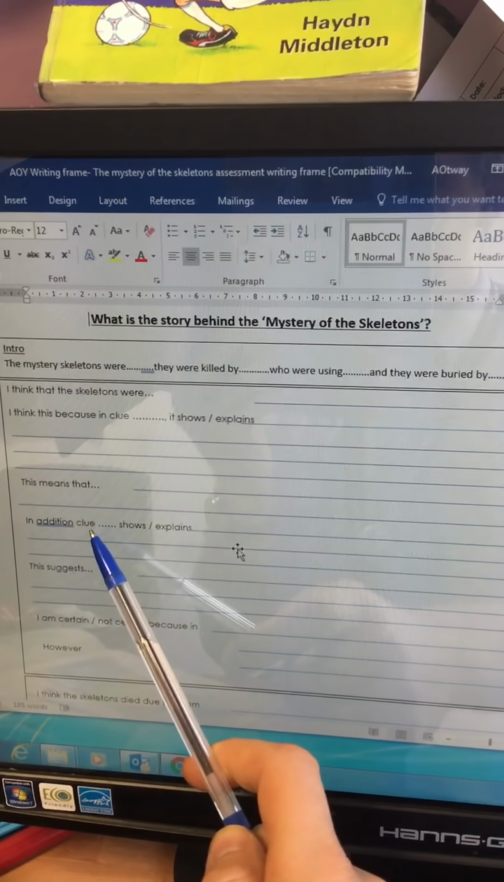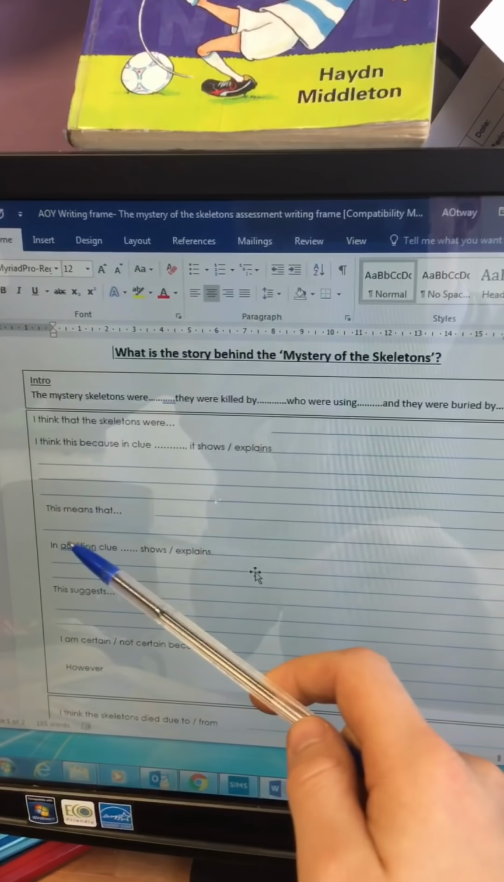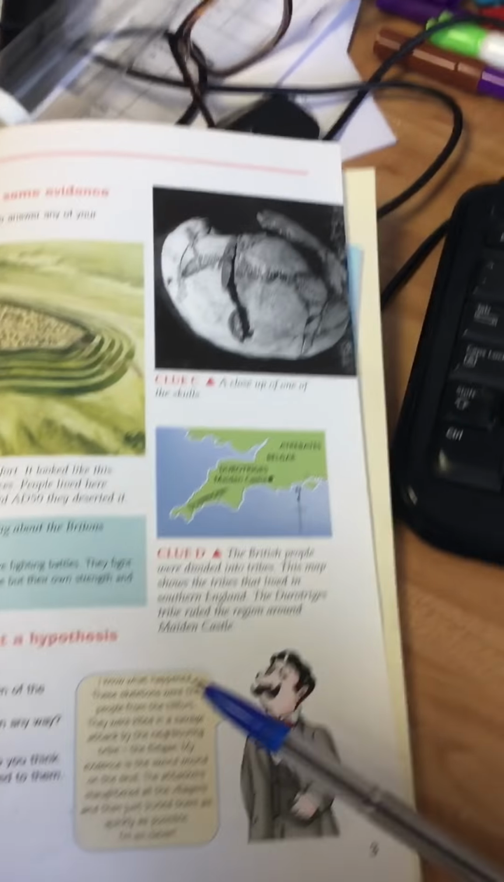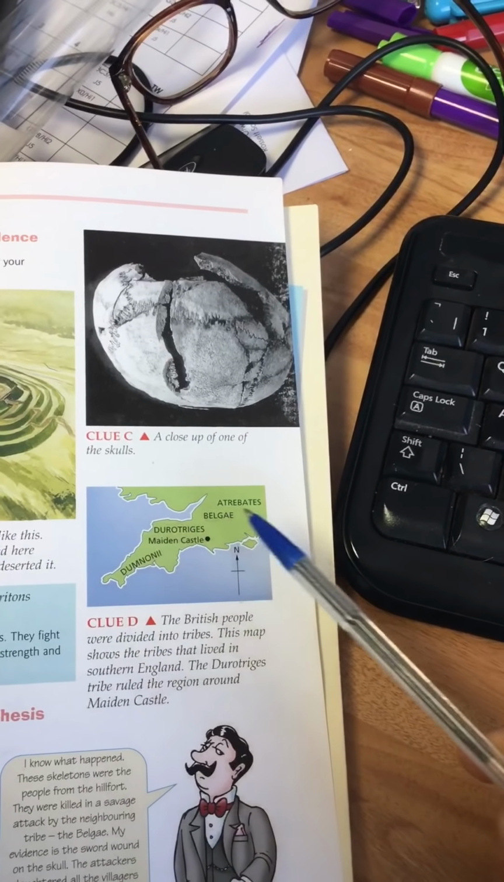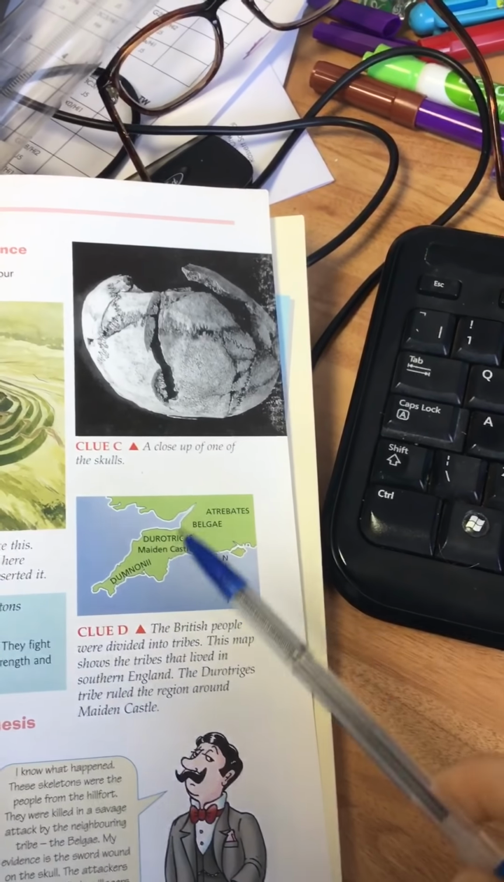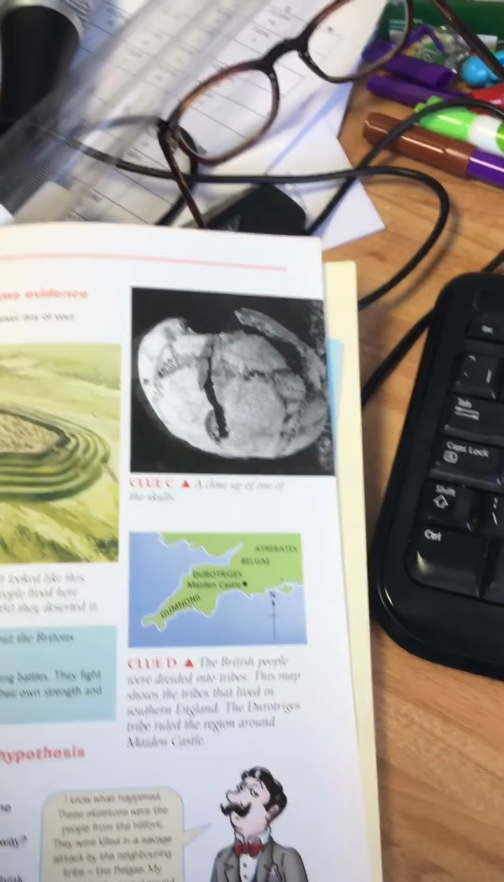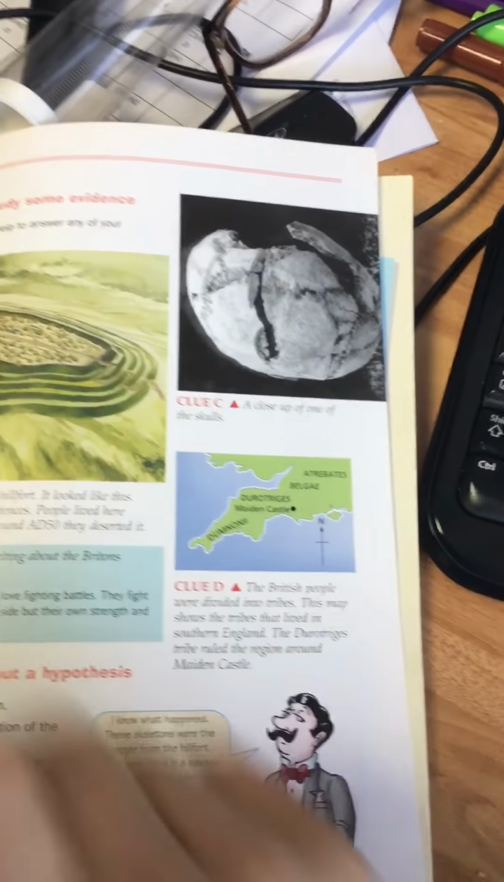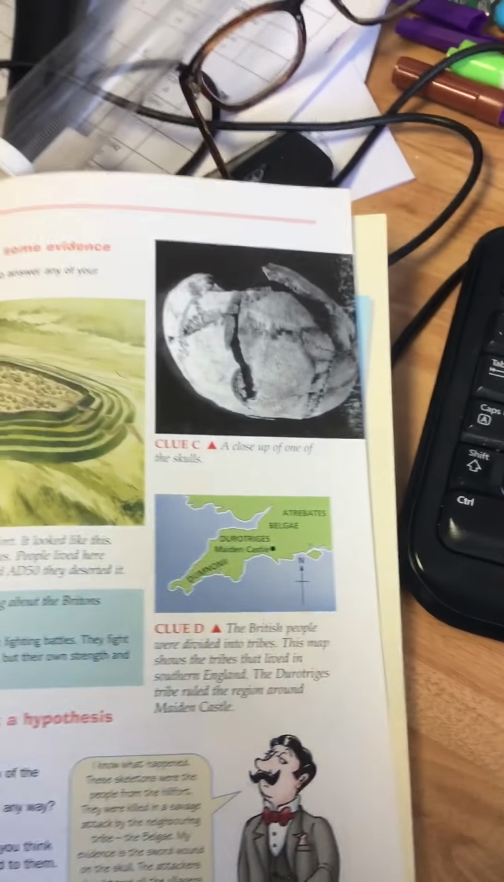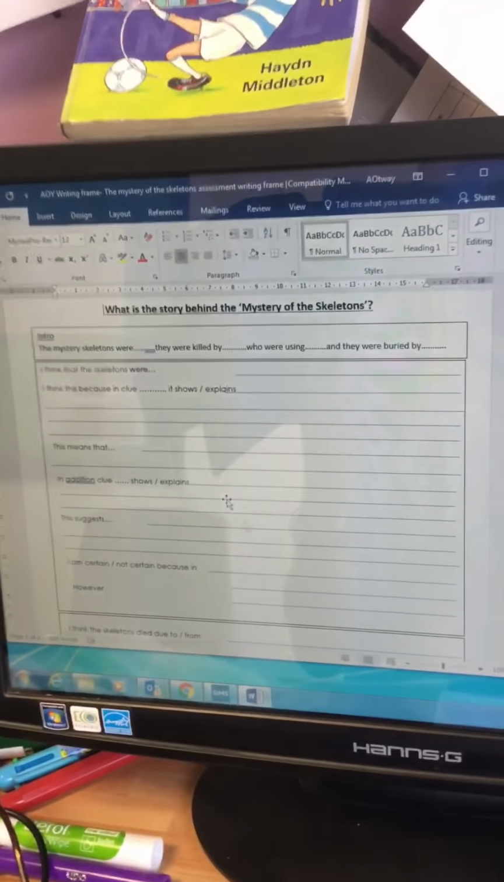What else have we got in here? In addition, oh look, so you talk about clue. So I've just talked about clue K, but then I want to make my answer brilliant. In addition, what other clue talks about who might live there? Oh, clue D, there's a further map which is zoomed in on the area around Maiden Castle. And it also shows some evidence that suggests that blah, blah, blah, blah, might have been the skeletons. That's the thing that you've got to do.